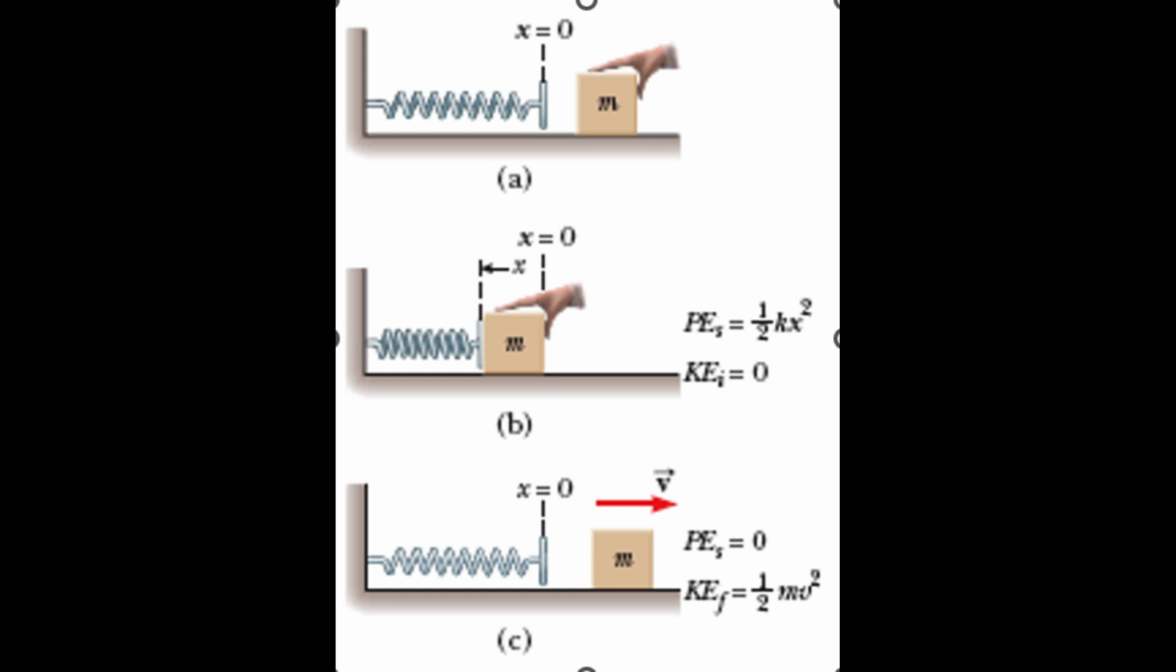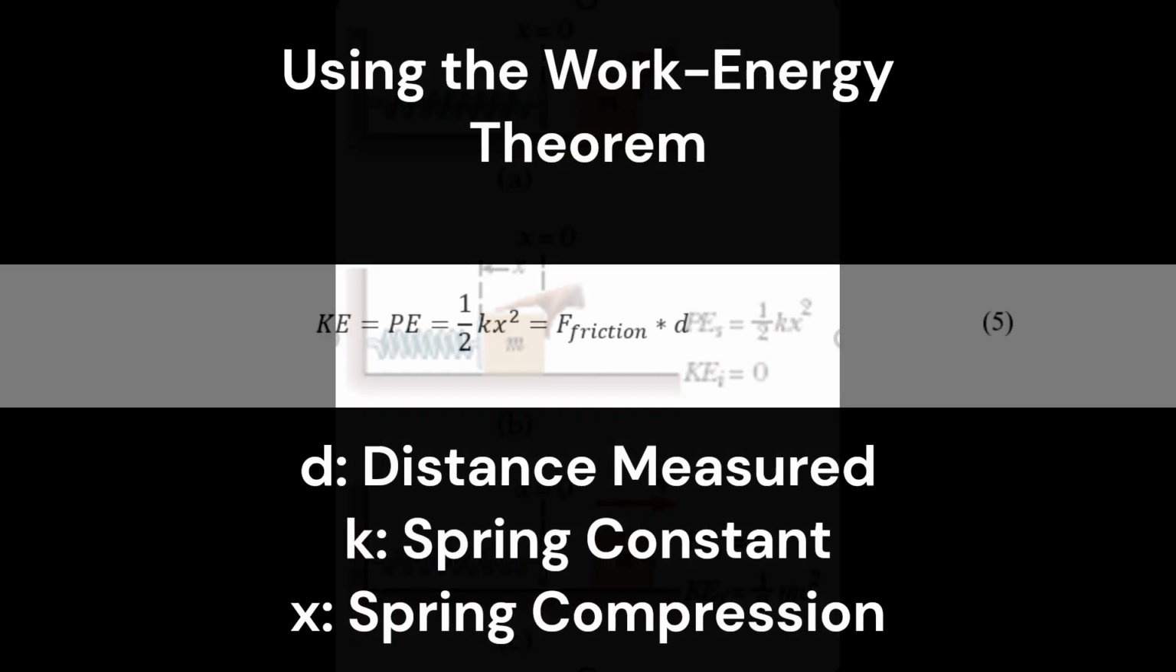In this experiment, I will try to calculate the friction force between an object and a horizontal surface by using a spring as shown in this setup. I will stick the spring onto a wall, compress it, and release the object. I will measure the compressed length, distance traveled, and the duration.